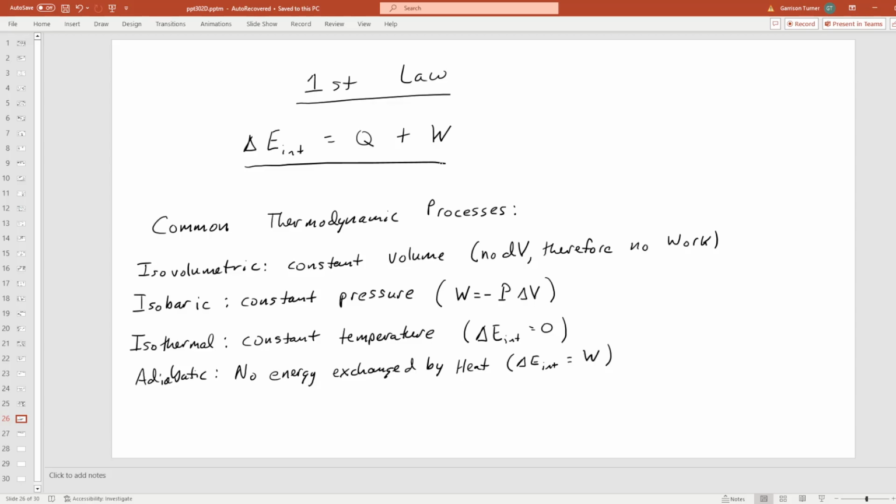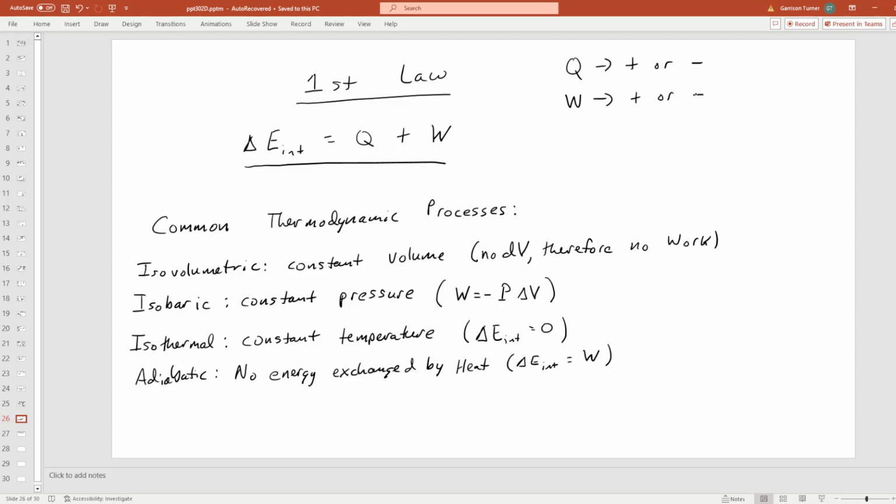If the work is positive, then delta E int will tend to increase, and if work is negative, then that will tend to decrease your internal energy. So what happens is Q can be positive or negative, and work can be positive or negative. So the resulting change in internal energy will be whichever one has a larger magnitude and in that direction.